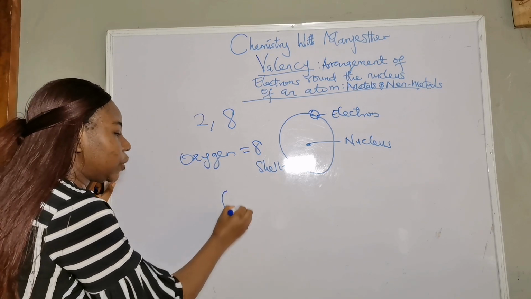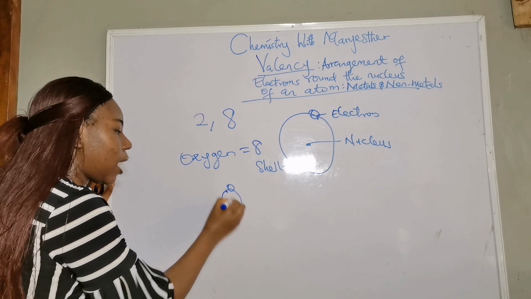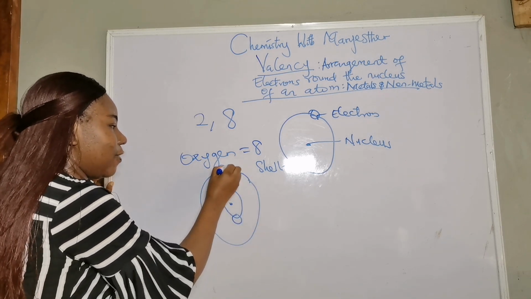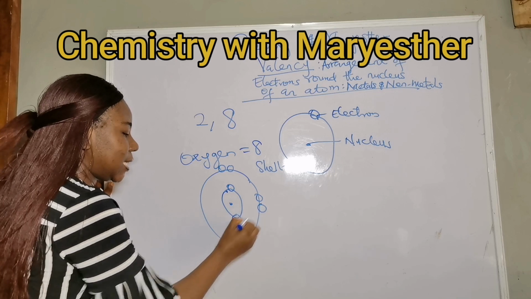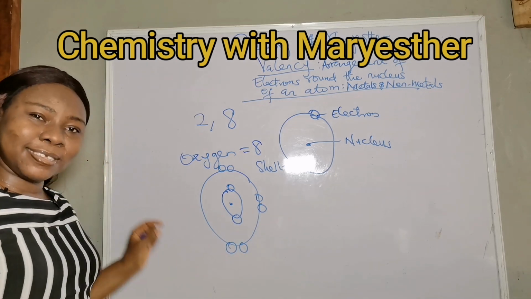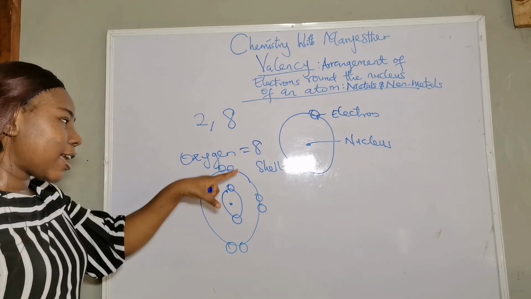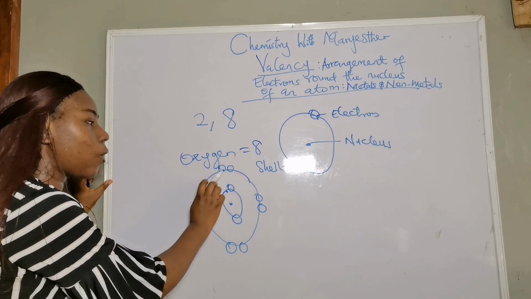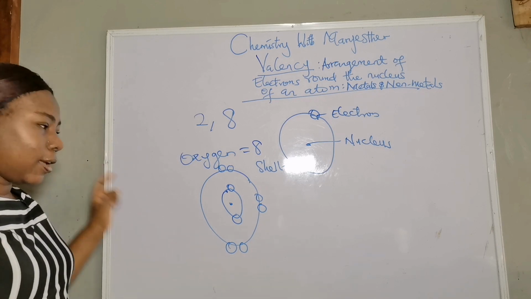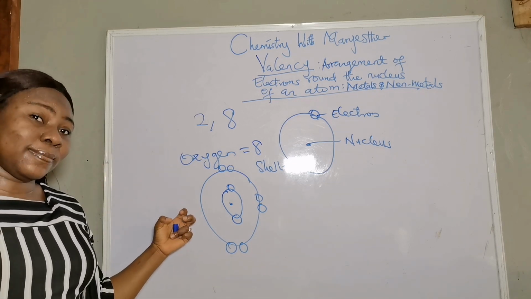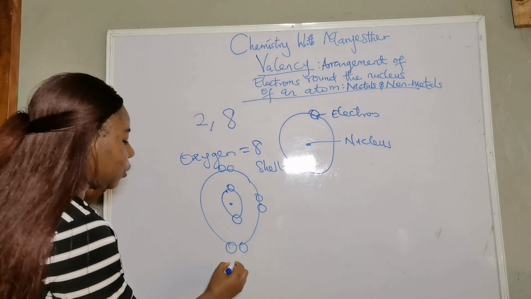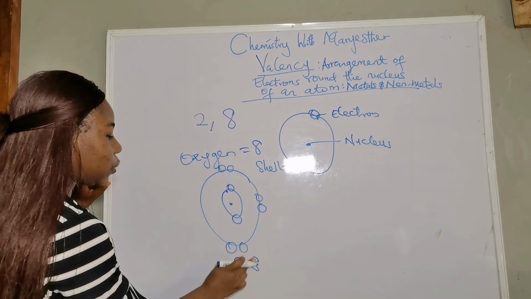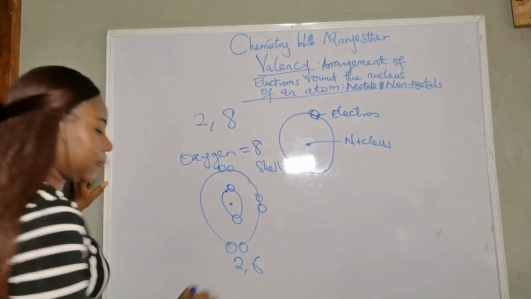Now, arrange it around the nucleus of an atom. The innermost shell should have a maximum of what? 1, 2, 3, 4, 5, 6, 7, 8. Remember, the outermost shell should have how many? 8. But now, this outermost shell has 1, 2, 3, 4, 5, 6. Remaining what? 2. So the configuration now is 2, 6.